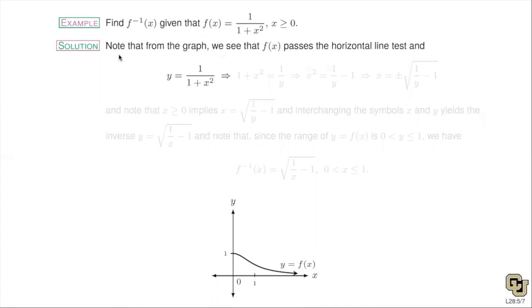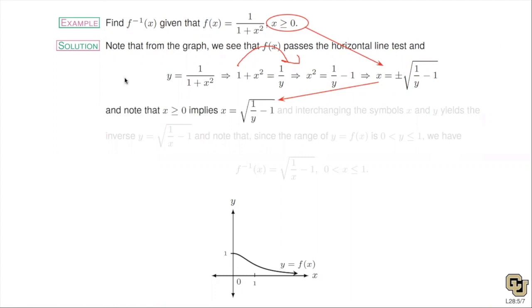So y equals 1 over 1 plus x squared. I took a reciprocal of both sides. So I get 1 over y equals 1 plus x squared. And then I moved the 1 to the other side because I'm trying to solve for x here. So I get x squared equals 1 over y minus 1. And now x equals plus or minus the square root of 1 over y minus 1. Again, there are two answers here, a positive root and a negative root. And here I can use the domain restriction, which says x has to be greater than or equal to 0, to eliminate the negative root.